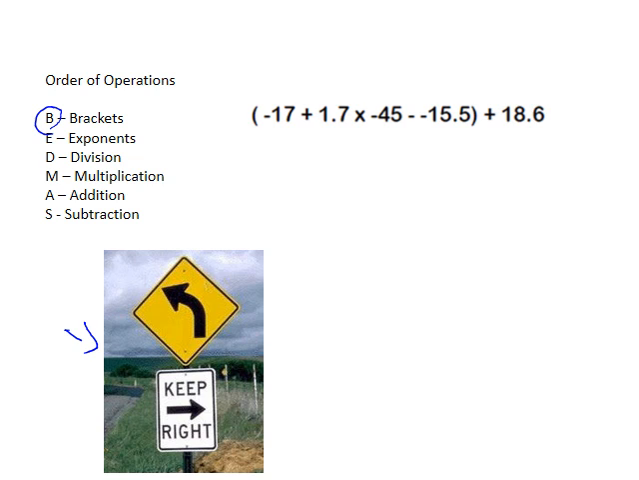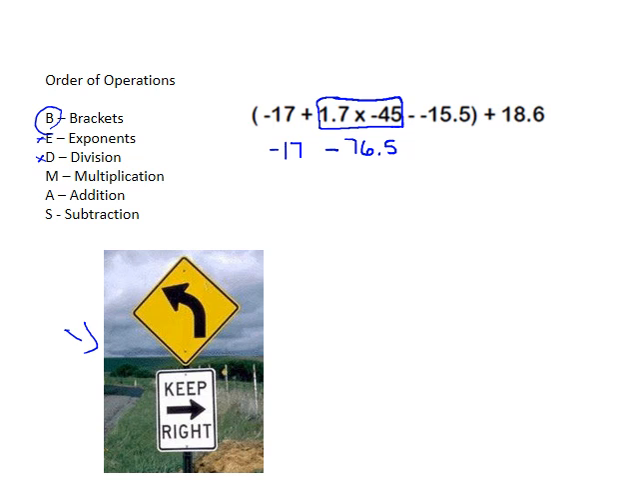Okay, are there any exponents in this question? No, so we don't need to do those. Is there any division? Nope. Is there any multiplication? Yes, right here. So we need to do that first. 1.7 times negative 45. 1.7 times 45 is 76.5, and because it was negative 45, we're looking at negative.